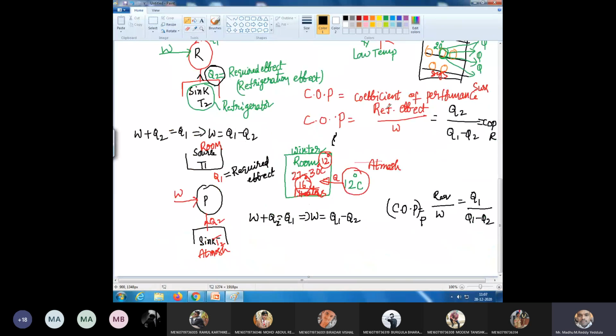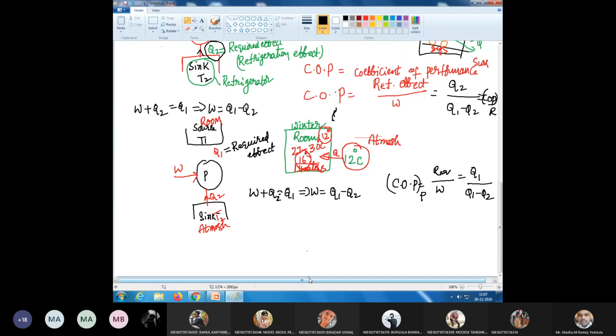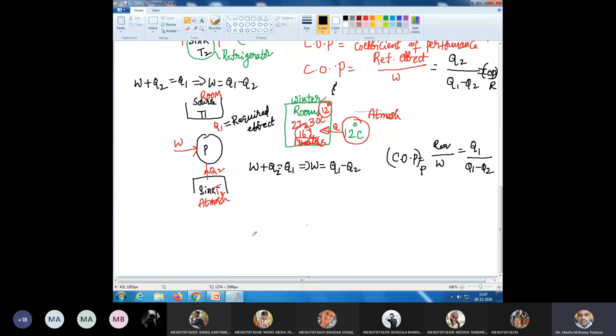Okay, this is the COP of the refrigerator. Clear now? Right. So if you write two at a time, we can evaluate the relation between the pump and refrigerator. COP of refrigerator is equal to Q2 by Q1 minus Q2, and COP of pump is equal to Q1 by Q1 minus Q2, right?